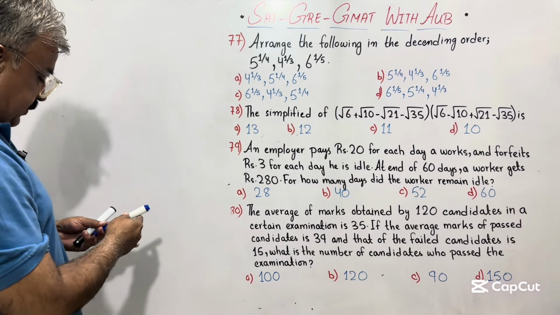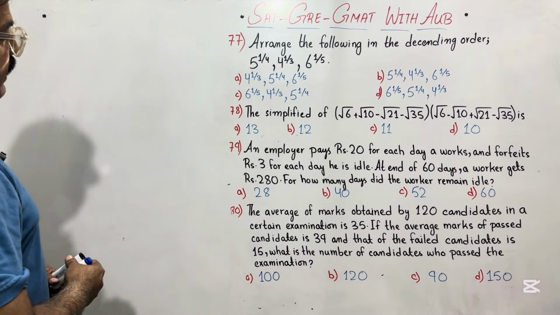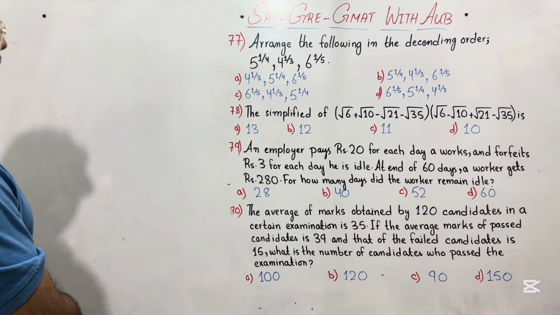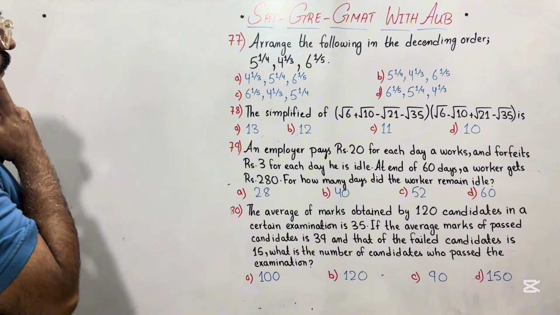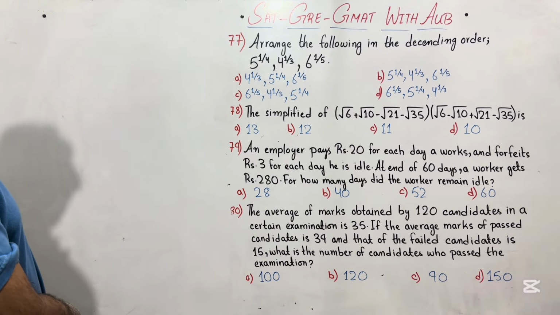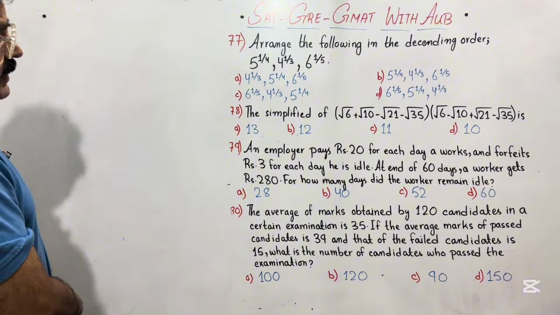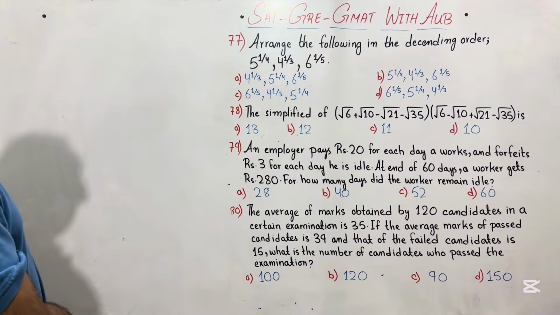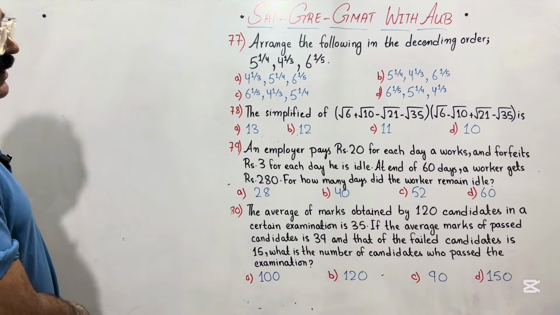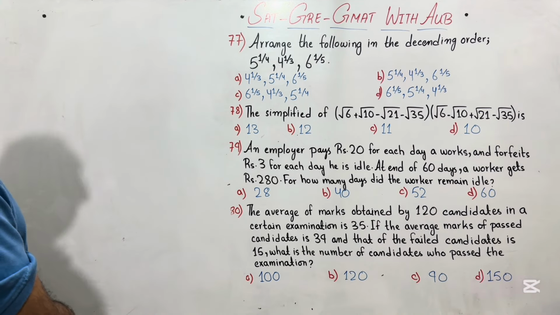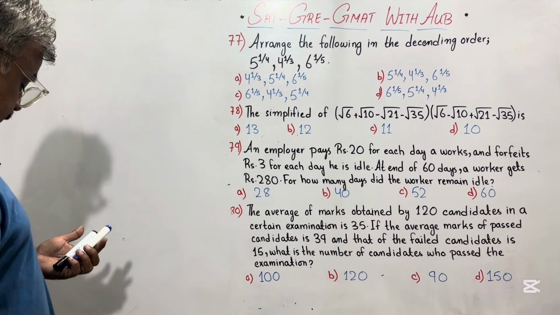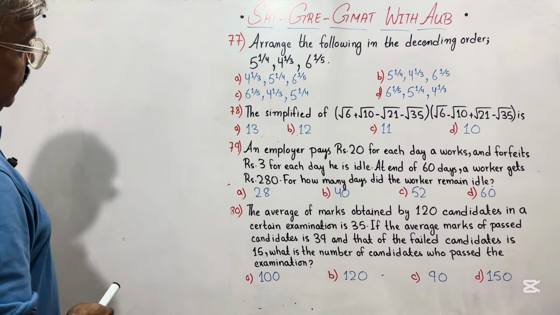Moving towards next question, question number 78. The simplified form of (√6 + √10 − √21 − √35)(√6 − √10 + √21 − √35). What is the simplified form of this one?